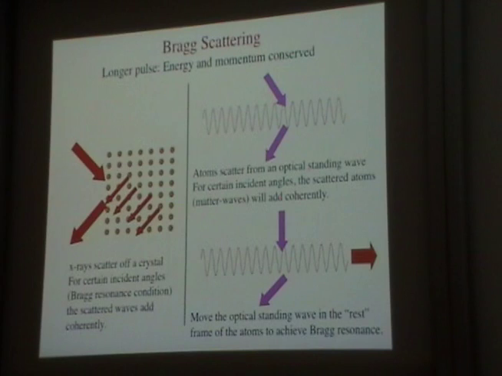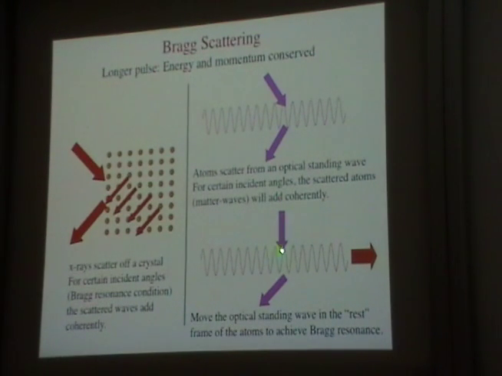You can do the analogous thing with atoms and light, where instead of a periodic array of scatterers, I have a periodic potential that the atoms can scatter off. So I have an optical standing wave which acts as a periodic potential. You can imagine if I had a beam of atoms coming down, they would scatter off of this periodic potential. And for some incident angle, the scattering off each one of these nodes or antinodes of the potential, depending on the sign of the detuning, would add up coherently in some direction and give you a peak in the scattering. This is analogous to Bragg scattering.